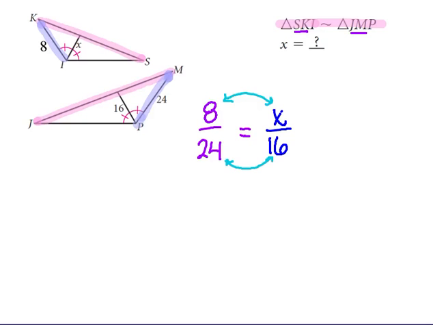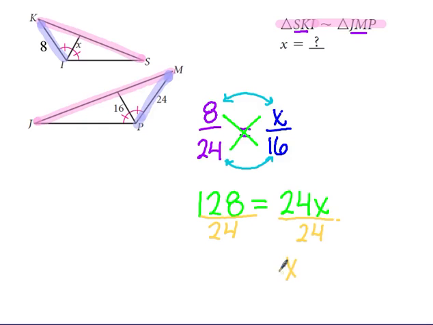So now I cross multiply. What is 8 times 16? 128, good. And that's going to equal, on the other diagonal, 24 times x. How do you solve that for x? Divide by 24. So what does x equal? 5.3, good. So there you go. X is 5.3. Yes, you can get decimals, and that doesn't mean you're wrong.